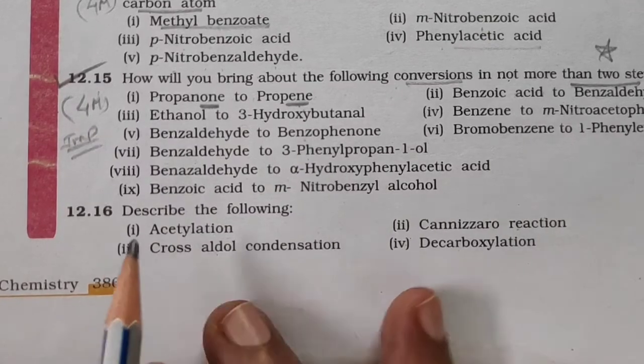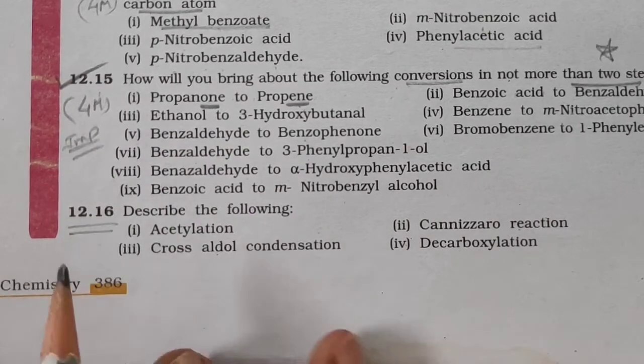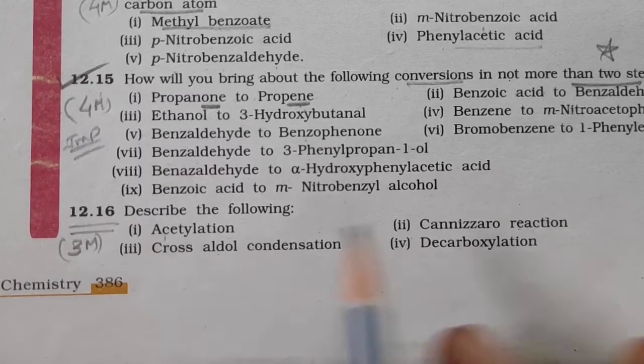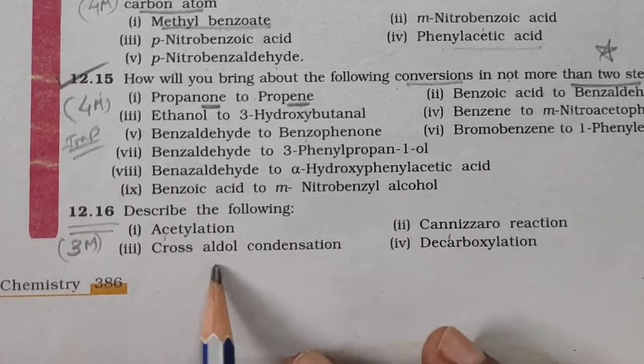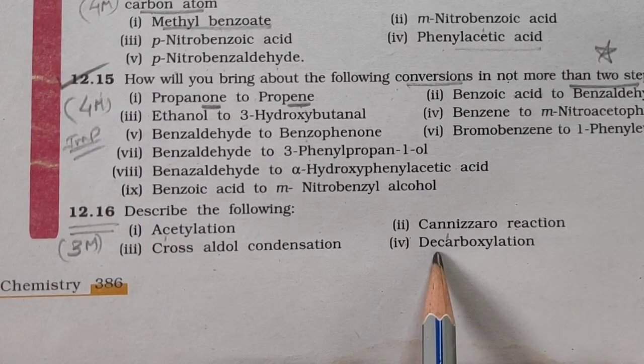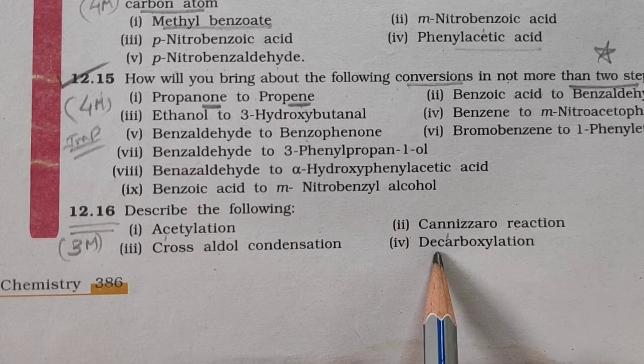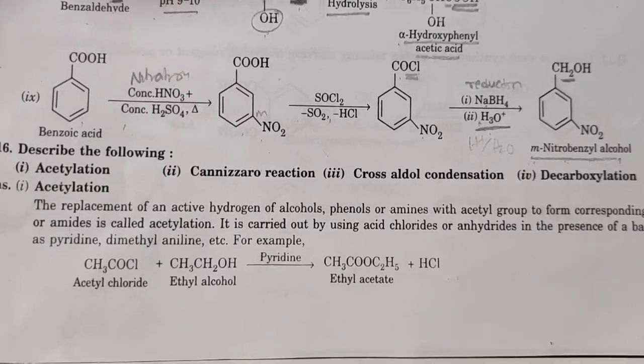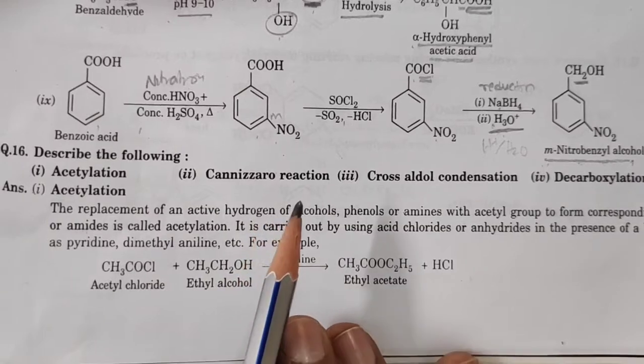Now we are going to discuss the next question, that is 12.16. These are the questions that can be asked for 3 marks: acetylation, Cannizzaro reaction, cross Aldol condensation, decarboxylation. These all things we are going to discuss next. Okay, now the 16th question we are discussing.